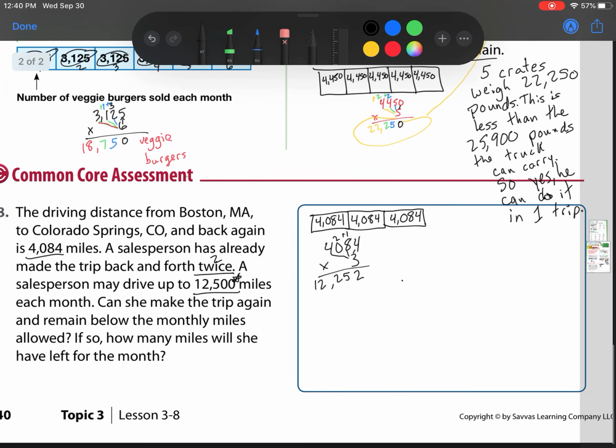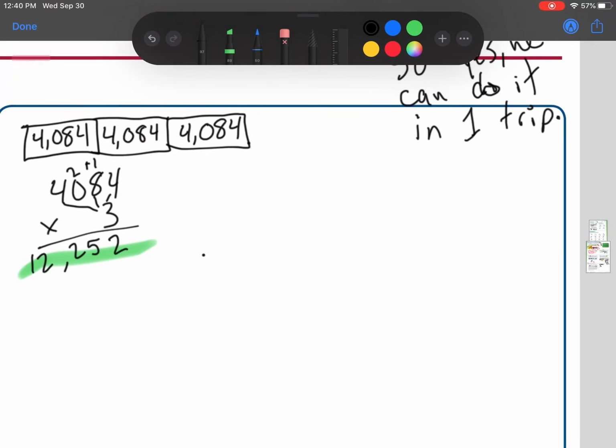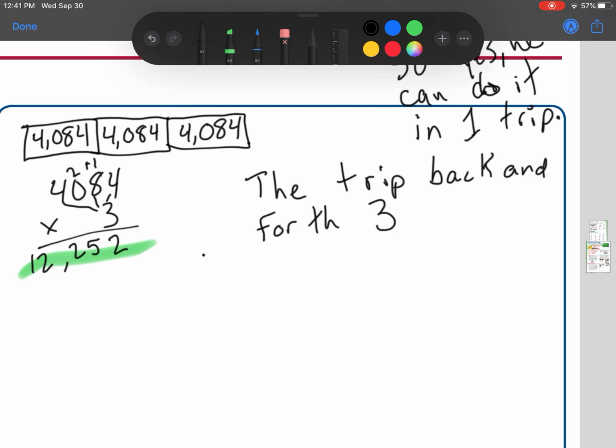And we need to compare this number with the total allowed. So does she still have extra miles she could drive? Yeah, which means she can do this trip again this month. So now we need to do our explanation. We will say, the trip back and forth, 3 times, is 12,252 miles.